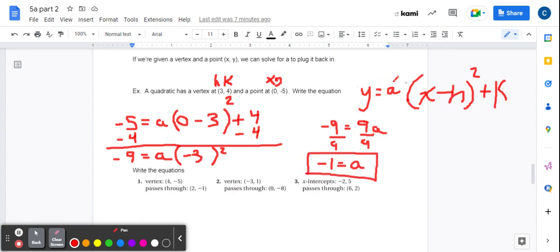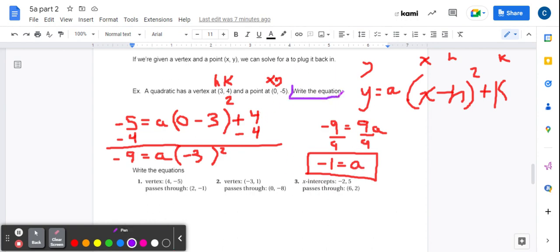Okay, so we filled in all the variables in our vertex form except for a, because they didn't give us an a. They gave us an h, k, an x, and a y. So we plug in y, x, h, and k. We plug those numbers in. Then we just do algebra to get a by itself. In this scenario, a is negative 1.